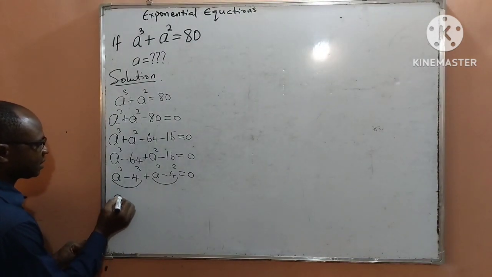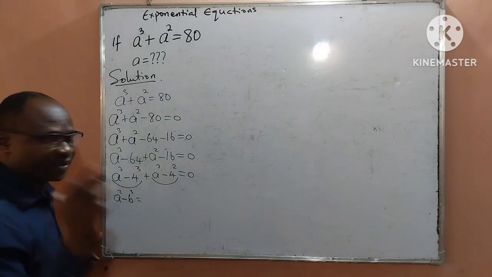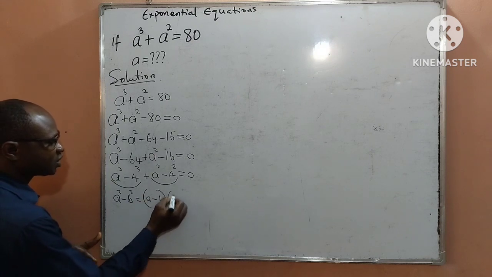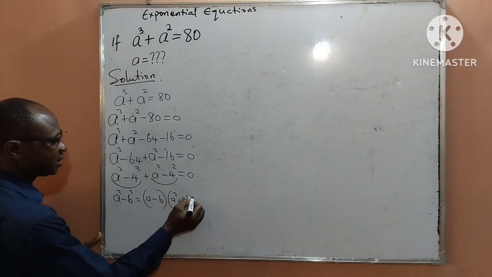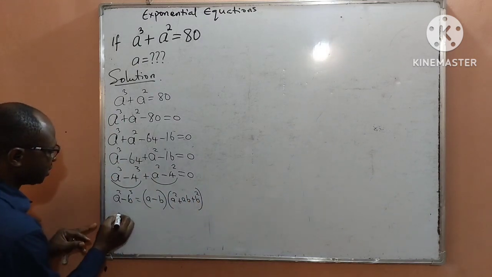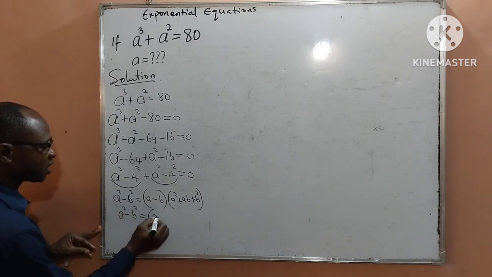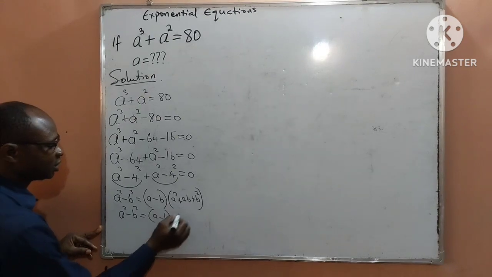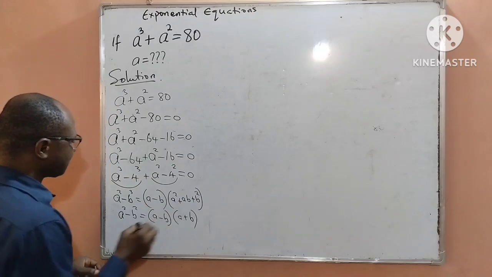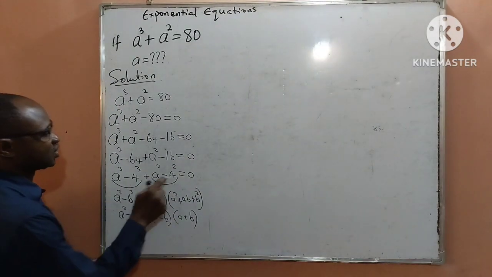If I give you a raised to the power 3 minus b raised to the power 3, it is equal to a minus b into a squared plus ab plus b squared. That is what it will give me. Also, difference of two squares, a raised to the power 2 minus b raised to the power 2 will give us a minus b into a plus b. This is difference of two squares. I am going to apply difference of two cubes and difference of two squares in this.